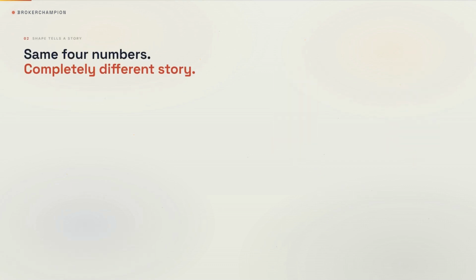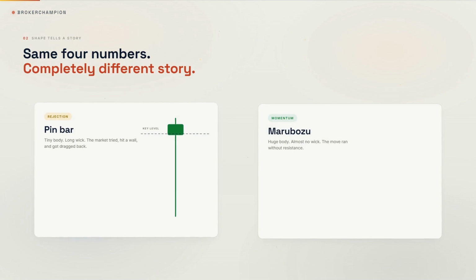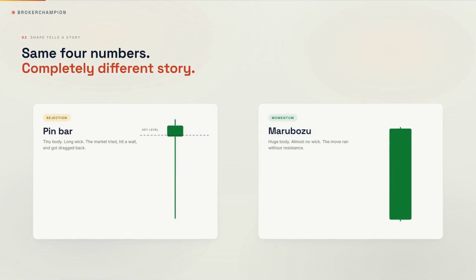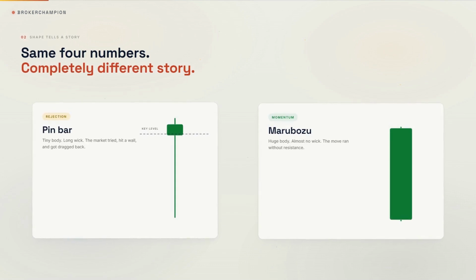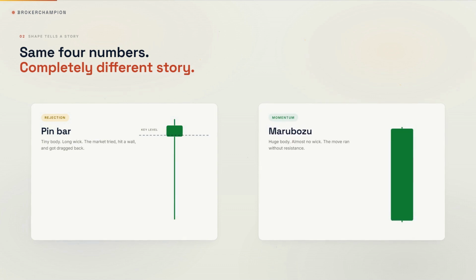That's the entire vocabulary of the chart. But the shape of the candle tells you a story the numbers alone don't. A candle with a tiny body and a long wick, what traders call a pin bar, means the market tried to go somewhere, ran into a wall, and got dragged back to where it started. At a key price level, that's a rejection. A candle with a huge body and almost no wick, a marubozu, means the move ran without resistance. That's momentum. Same 4 numbers, completely different story.